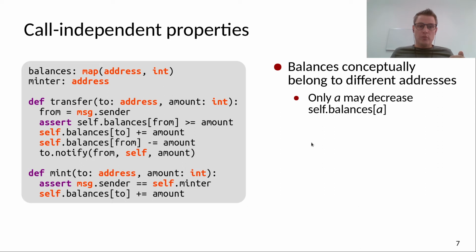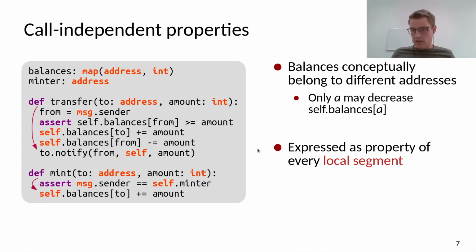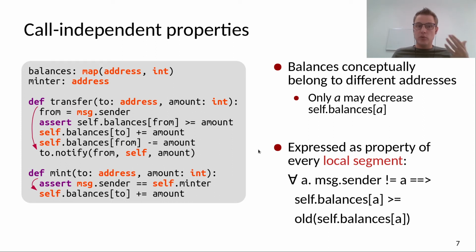But this is another property which we can just prove for every local segment of the contract. And if it holds for every local segment of the contract, then it holds in general. If every segment of the contract only ever decreases the balance of the caller and not of anyone else, then it's impossible to do this in general. So we can express this as a segment constraint again and prove it, and then we know that it holds in general, and we didn't have to reason about calls at all.